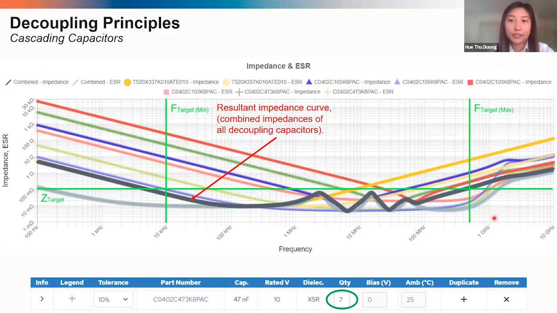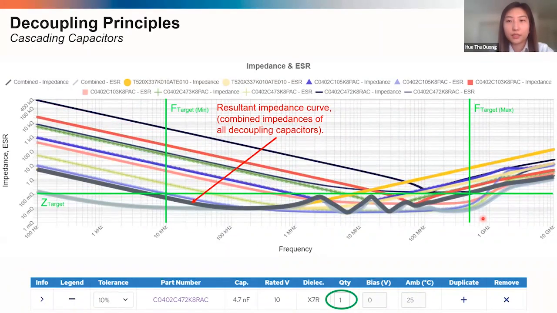So we added 6 more of those 47 nanofarad ceramic parts, and it looks like all of the anti-resonant points are now below the target impedance line, and the impedance at the upper bound is almost at our target of 100 milliohms. So next, we've added a 4.7 nanofarad ceramic part, and we do see that the anti-resonant points are all below the target impedance now, and the impedance at the upper bound continues to get closer to our impedance target of 100 milliohms.